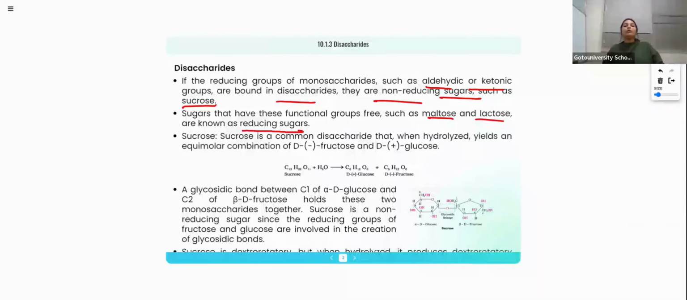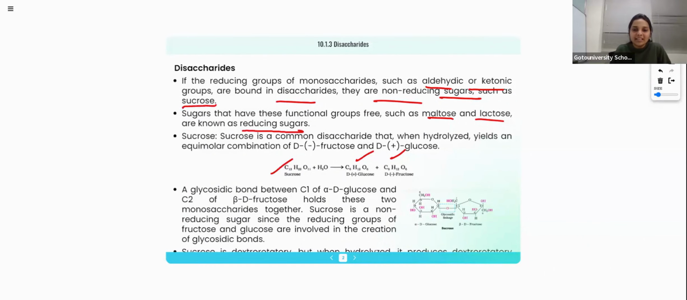I told you during the classification that we can classify them into reducing and non-reducing sugars also. So maltose and lactose are reducing sugars. An example is sucrose. It is a common disaccharide that, when hydrolyzed, yields glucose and fructose, because there is a structural difference. So sucrose is an example of a disaccharide. On hydrolysis it converts into two units, two monomers, glucose and fructose.